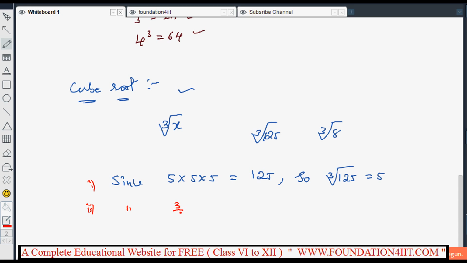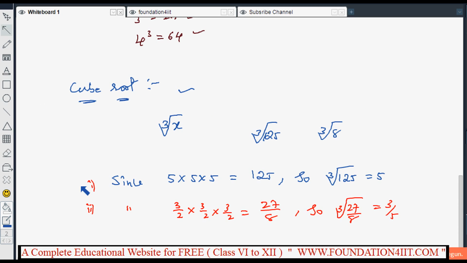take some fractions, 3 by 2 into 3 by 2 into 3 by 2. So 3 threes are 9, 9 is 27, so 27 by 8. So what we can write, cube root of 27 by 8 is equal to 3 by 2. So when the number is multiplied by itself 3 times and gives that number as the product, that is nothing but the cube.